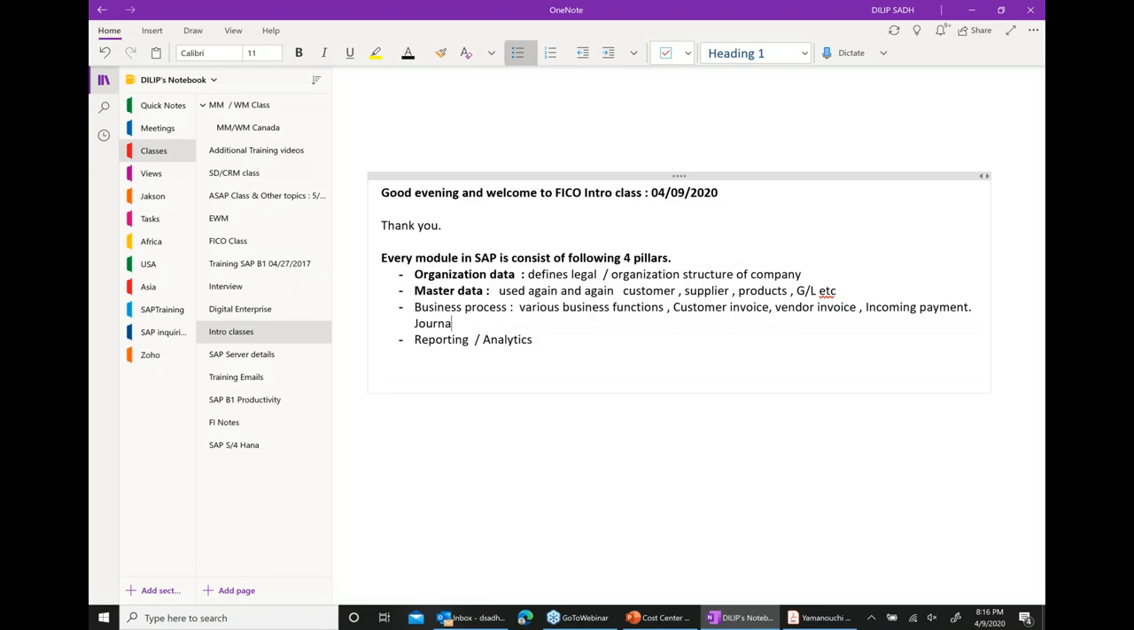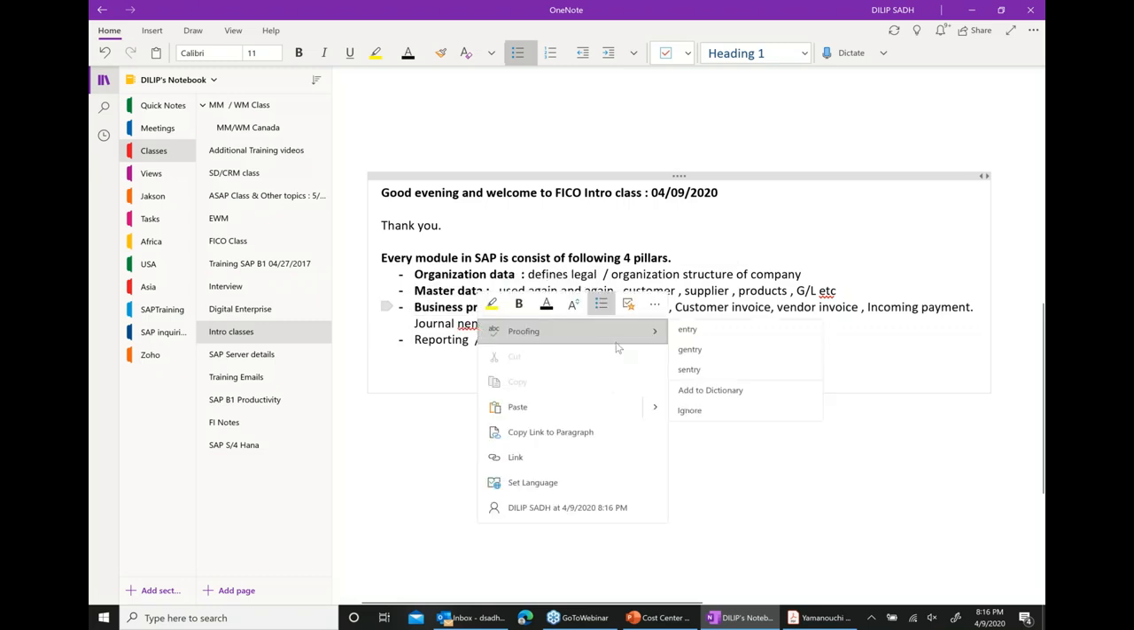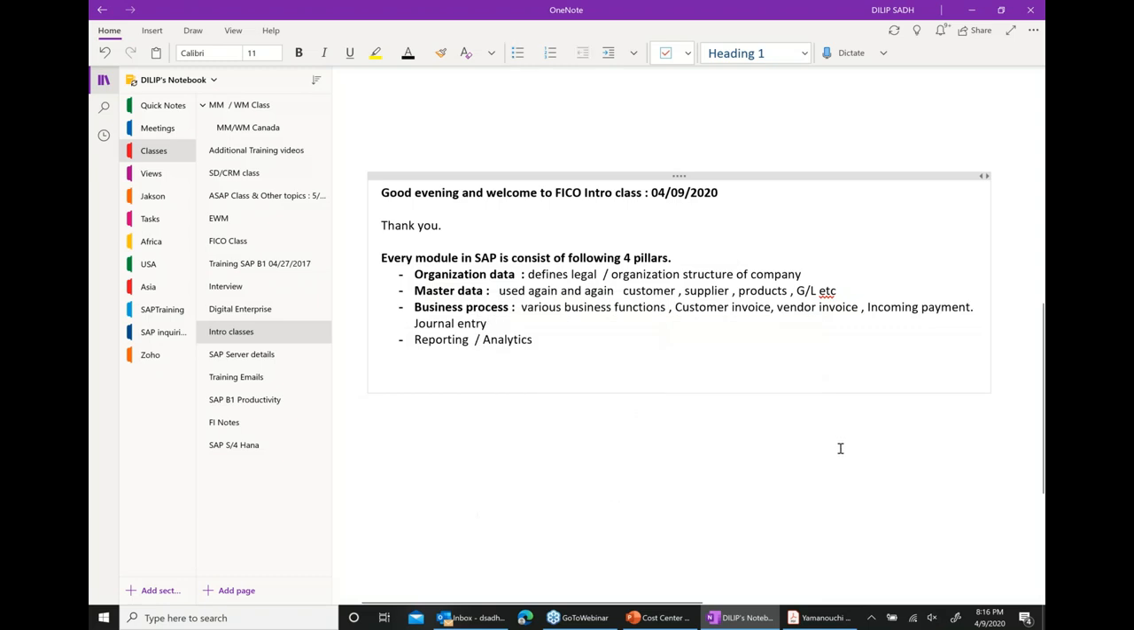I have a journal entry, business function. There are many, many such business functions which you perform. Those are called business processes and business functions. And then what do you do with all that? You do reporting, you do analytics, you make sense out of it. And that is basically reporting analytics.